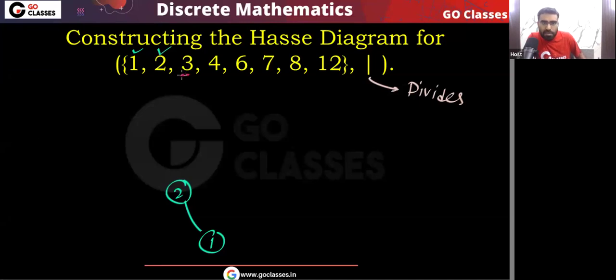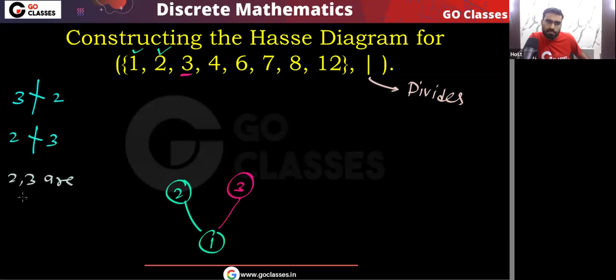Where to put 3? Just tell me where to put 3. You can see that I can put 3 here because remember, 2 is not related to 3. 3 is not related to 2. Yes or no? You can see that 3 does not divide 2 and 2 does not divide 3. So 2, 3 are incomparable. They are actually incomparable. So this 3 is also done.